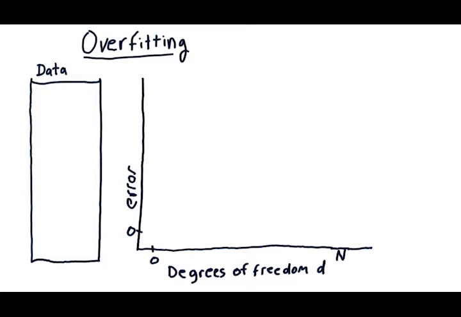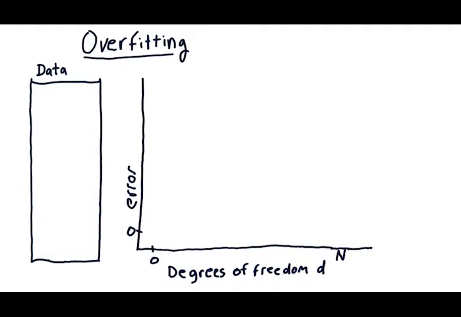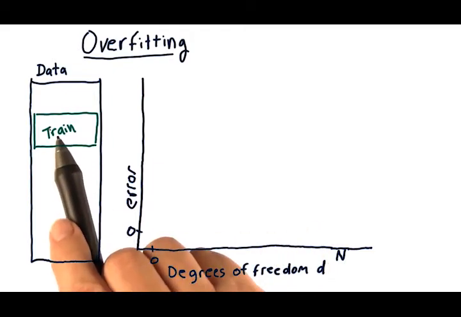Let's consider parameterized polynomial models where we can, one at a time, add additional factors like x, x squared, x cubed, x to the fourth, and so on. Let's create a graph where we have along the horizontal axis degrees of freedom, or d, the degree of our polynomial, and vertically here we'll have the error of our model. So let's measure error as we increase d on our training set.